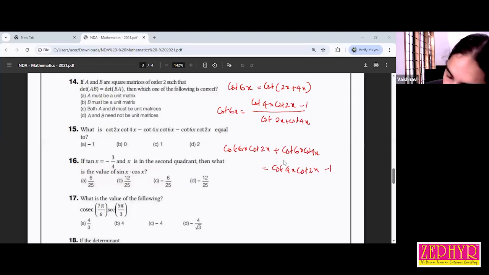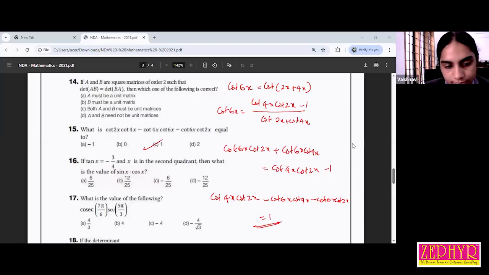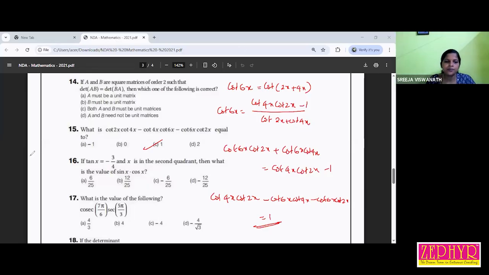Right. We can rearrange cot 4x cot 2x and carry the two terms on the left side to the right side. Minus cot 6x cot 4x minus cot 6x cot 2x is equal to 1. Okay. Clear? Yes ma'am. Okay. Next question.